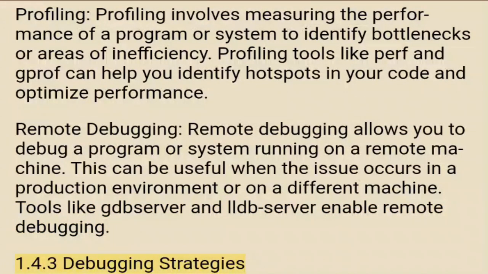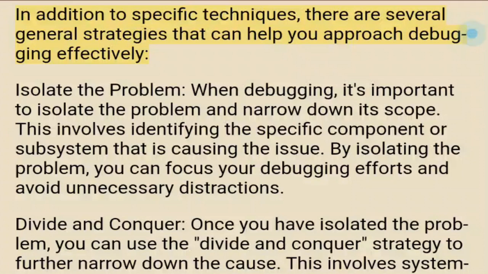1.4.3 Debugging Strategies. In addition to specific techniques, there are several general strategies that can help you approach debugging effectively. Isolate the problem. When debugging, it's important to isolate the problem and narrow down its scope. This involves identifying the specific component or subsystem that is causing the issue. By isolating the problem, you can focus your debugging efforts and avoid unnecessary distractions.